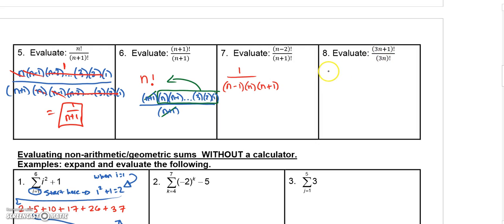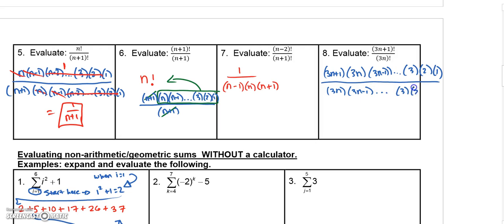So this one here, same thing. I start with 3n plus 1 on the top, then I decrease by 1, right? Then I go to 3n, then 3n minus 1, and so on. I continue till I get down to 3 times 2 times 1. Keep in mind, I don't know how many terms there are here because n's a variable. Eventually, I get to 3 times 2 times 1. And same thing, 3n minus 1, these cancel, and I'm left with 3n plus 1 on the top.